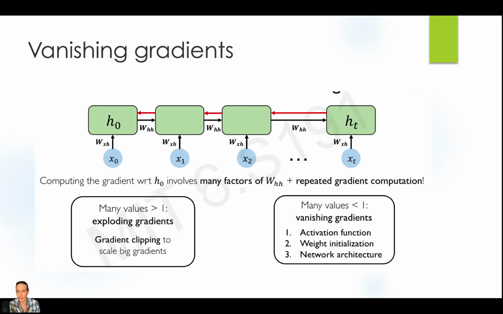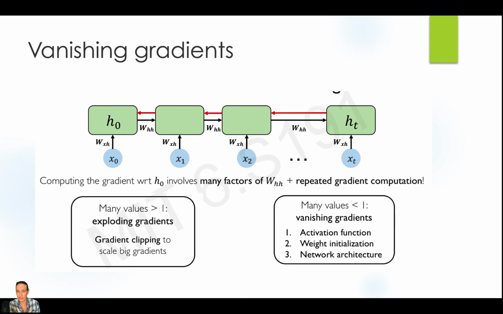First, if any of these values involved in the repeated calculation, such as either the weights or the gradients themselves, become bigger than 1, then we can have the problem of exploding gradients. In this case, we can perform gradient clipping to just scale down the big gradients.